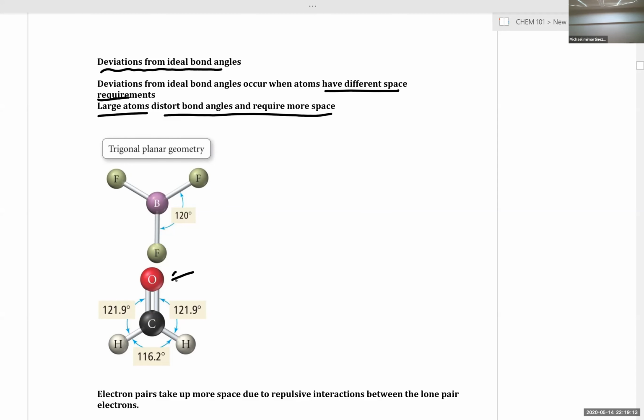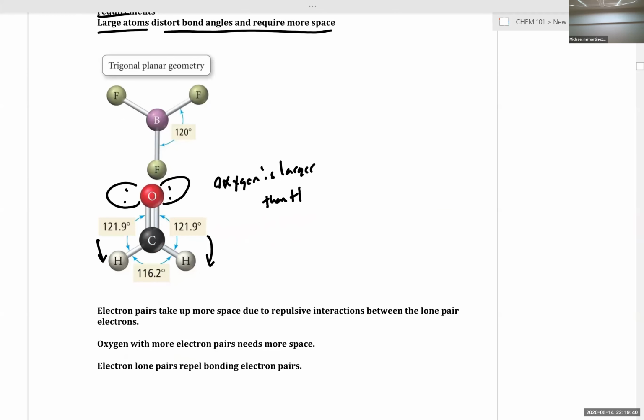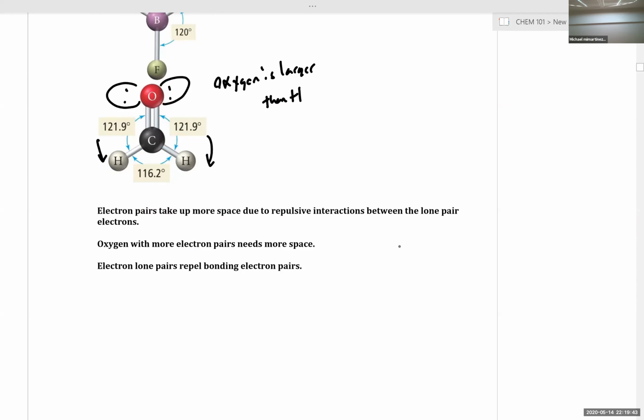So thinking about this, oxygen is larger than hydrogen. As a result, it pushes our hydrogen atoms away. Oxygen takes up more space. Its electron density has a greater amount of electron density farther from the nucleus, and that electron density pushes our bonds away. Now, critically, electron pairs take up more space due to repulsive interactions between the lone pair and the electrons. Lone pairs will repel bonding electrons.